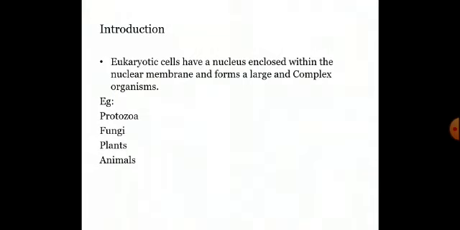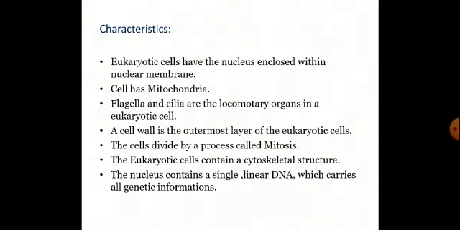And the characteristic features of the eukaryotic cell. In the first slide itself, we have seen that the eukaryotic cell has a well-developed nucleus, which has a nuclear membrane, and the cell has mitochondria. Flagella and cilia are present. By means of flagella and cilia, the eukaryotic cells move.